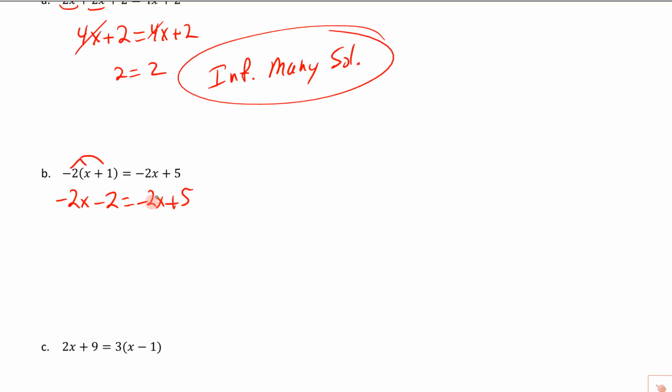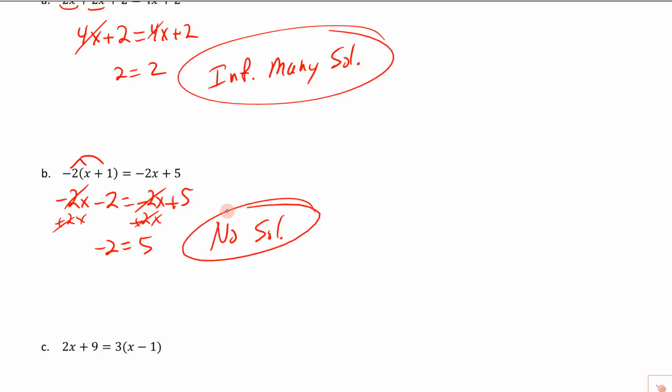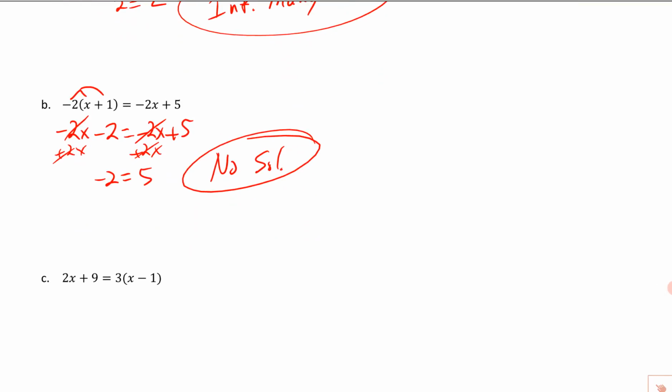So let's go ahead and get rid of those negative 2x's. We basically add 2x to both sides if you wanted to be technical about that. So we get negative 2 equals 5. Those definitely do not equal each other. So what we have here is a situation where we have no solution. Okay? All right, let's take a look at this next one.